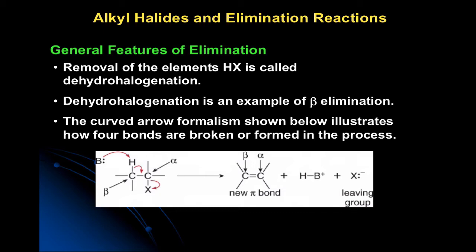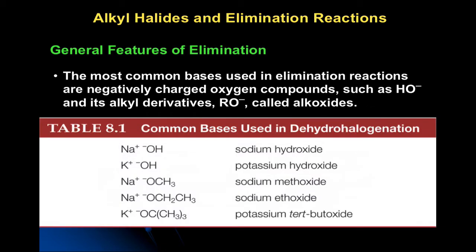So, got to keep that in mind. In this type of mechanism, the base needs to abstract the hydrogen atom that is anti-periplanar to the leaving group. It's going to have very important mechanistic consequences on what types of products you have when we look at molecules that have more than one beta carbon, where we could get eliminations. So you always need to keep in mind that it's going to be the hydrogen atom that is anti-periplanar to the halogen leaving group.